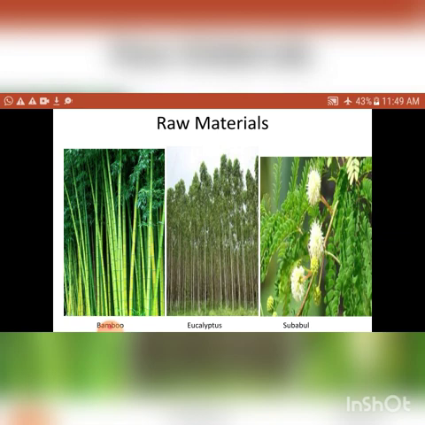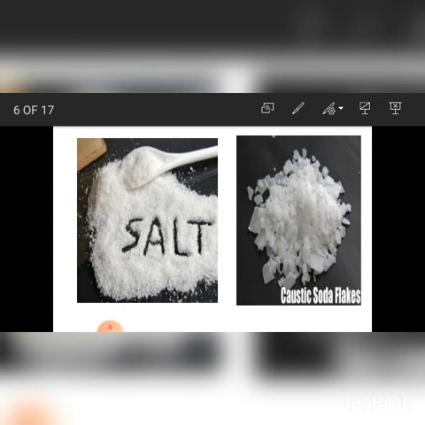The material required to produce a commodity is called raw material. Factories require a large quantity and a continuous supply of raw material. Paper mills generally use wood from bamboo, eucalyptus and subabul trees. Subabul wood is most widely used now. Besides wood, a number of chemicals like common salt and caustic soda are also used in the different stages of paper making. Scrap paper is also recycled in paper mills.